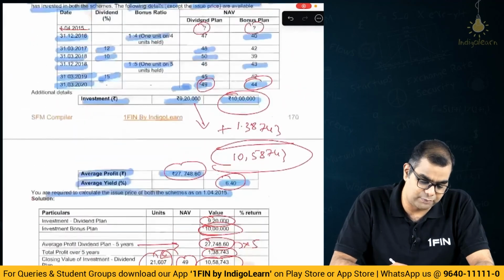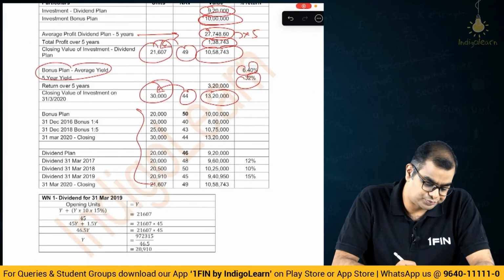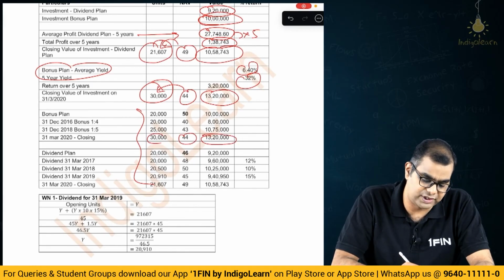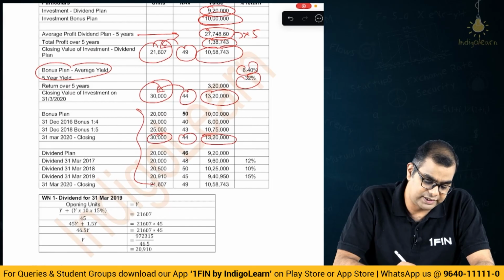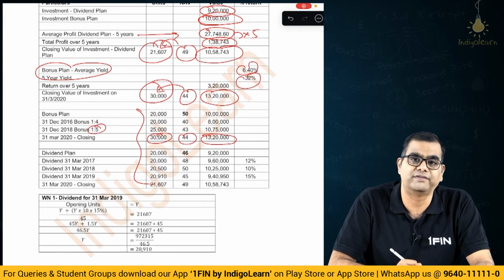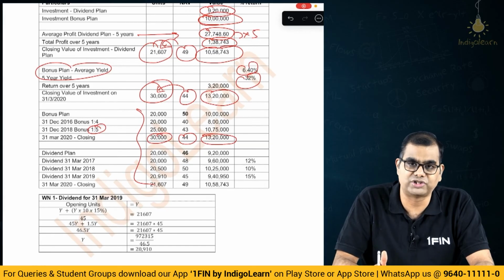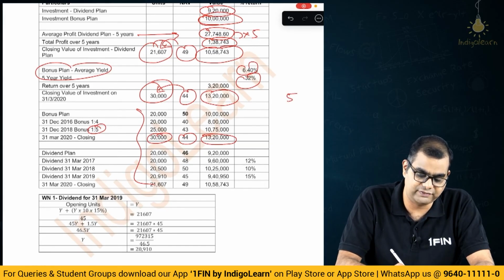So, first let us look at the bonus plan. You can take any plan. So, bonus plan closing is 13.2 lakhs at 44 rupees and 30,000 units. Then what did they say? There was a bonus of 1:5. So, for every 5 you get 1. So, totally you have now 6. Originally you had 5, now you have 6. So, this 6 is equal to 30k.